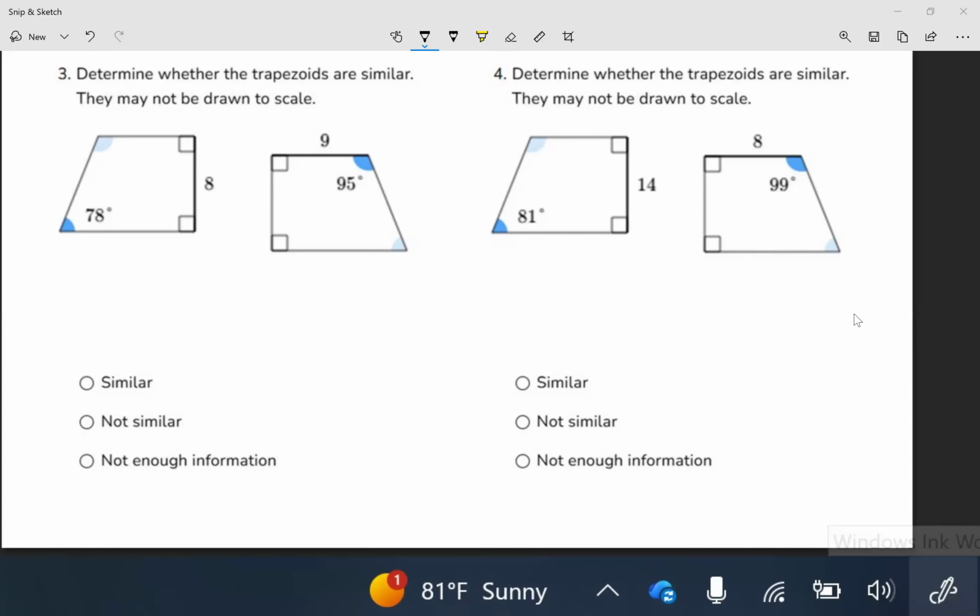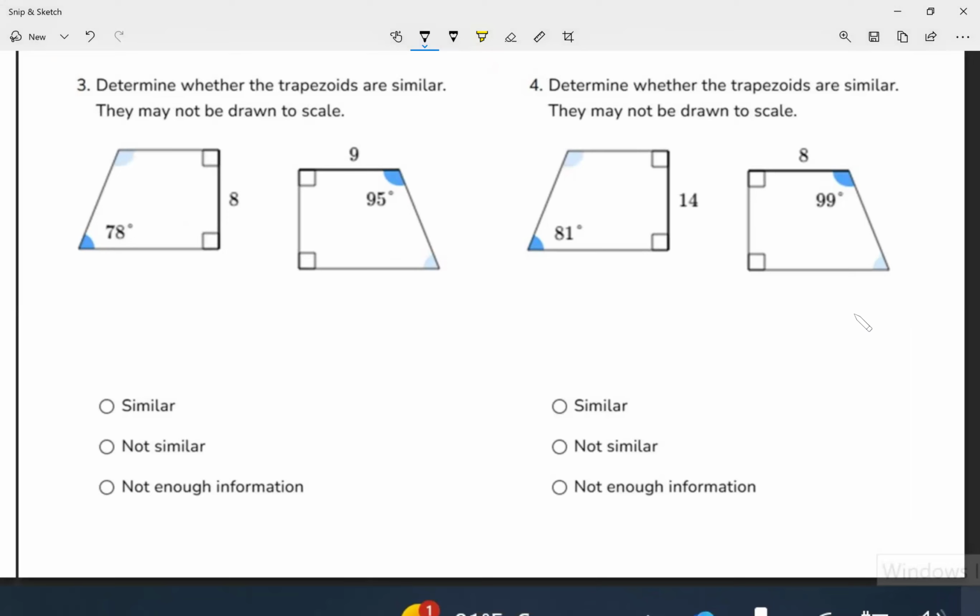Okay, for today, let me work questions 3 through 6. Okay, determine whether the trapezoids are similar. They may not be drawn to scale. Okay, so what does that mean?